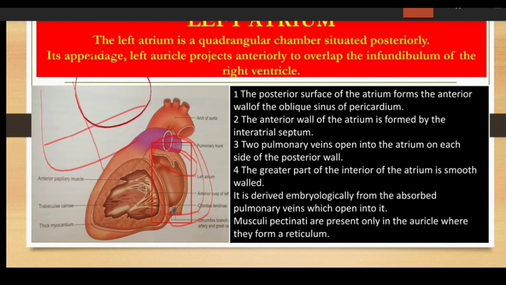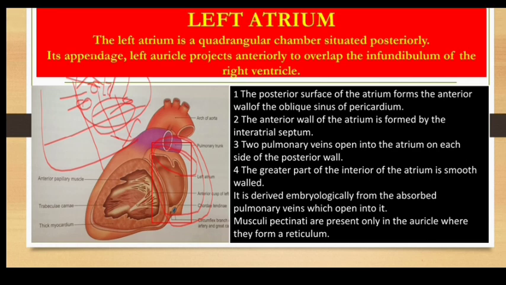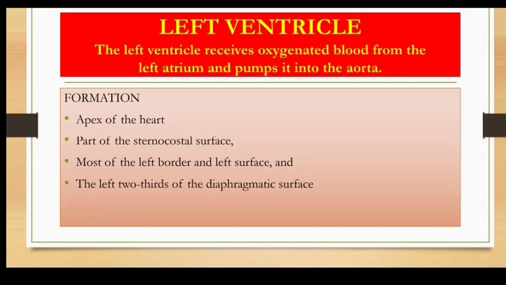Means this portion, this is the left atrium. So it is quadrangular, and 4 pulmonary veins open into it. These 4 pulmonary veins open into the left atrium, and blood goes to the left ventricle through the AV valve, known as the bicuspid or mitral valve, right? So now we will see the left ventricle.